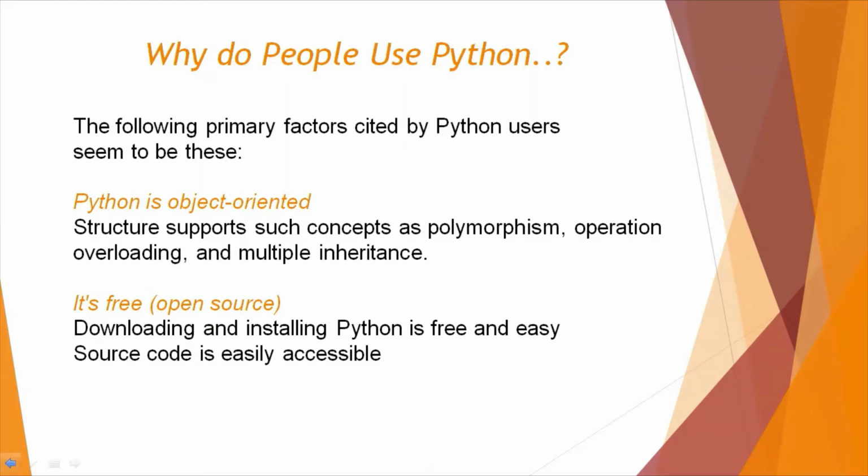So these are some primary factors for using Python. First and most important is that it is object-oriented. It includes concepts like polymorphism, operation overloading, and multiple inheritance. Moreover, it is free and open source. You can download and install Python for free and easily. Source code is also easily accessible.